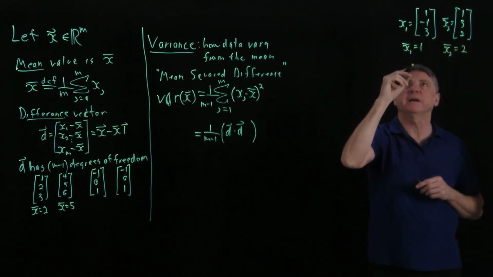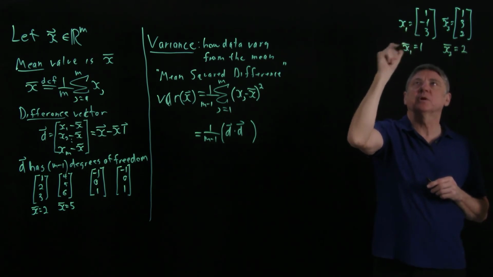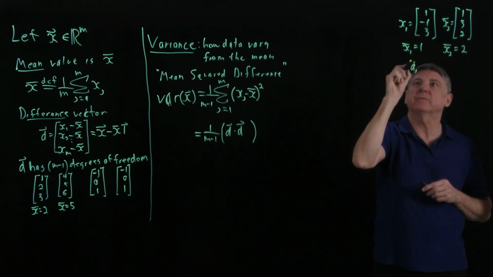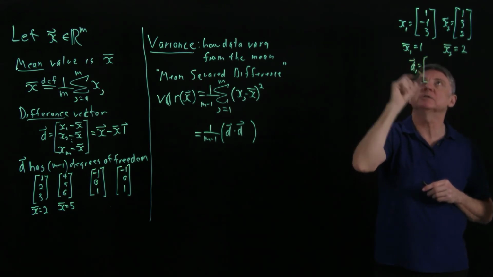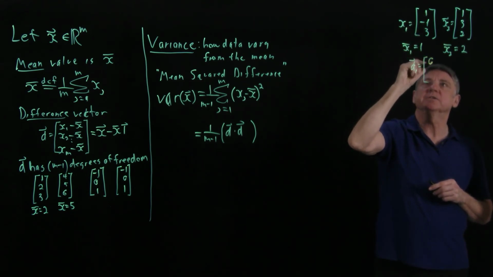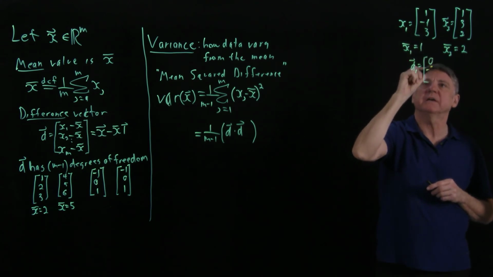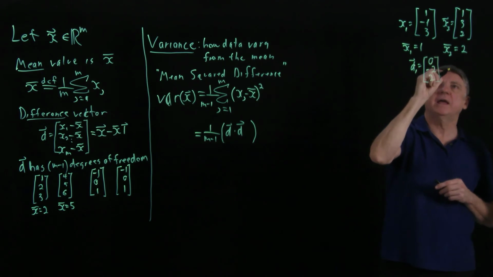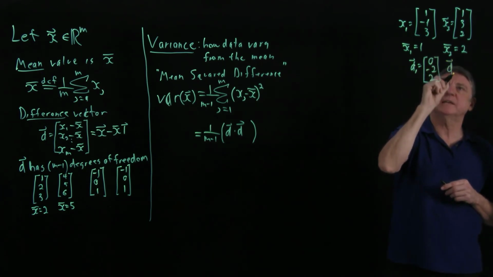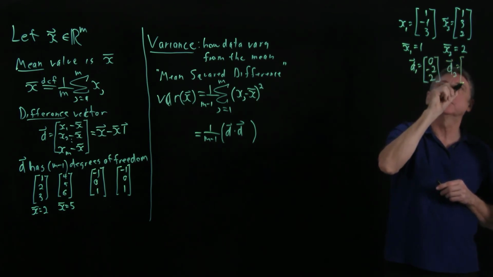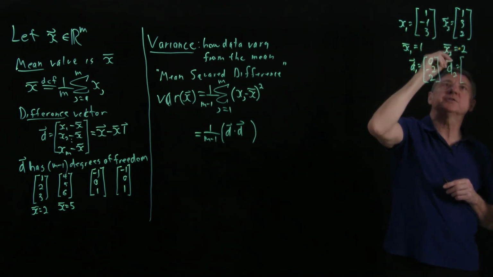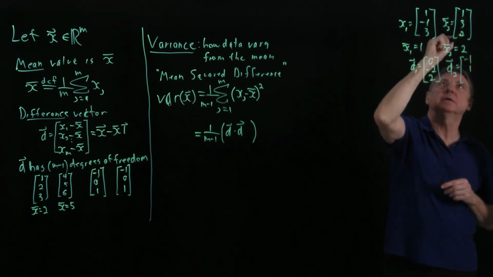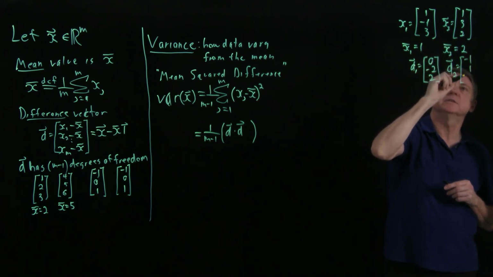The difference vector would be x1 minus x1 bar, so that would be d1 equals, that would be 1 minus 1 is 0, minus 1 minus 1 is minus 2, 3 minus 1 is 2. And for our second data vector, the difference vector would be 1 minus 2 is minus 1, 3 minus 2 is 1, 2 minus 2 is 0.